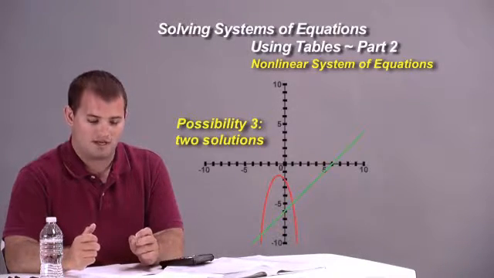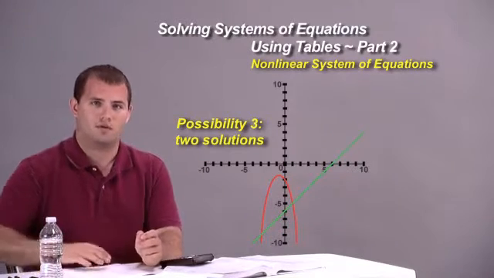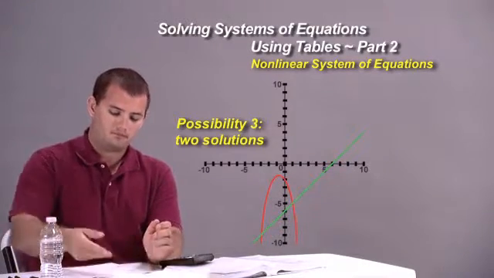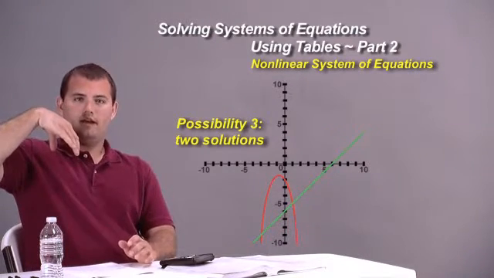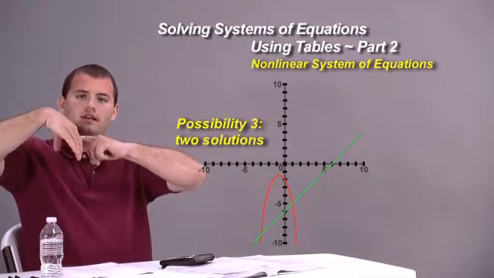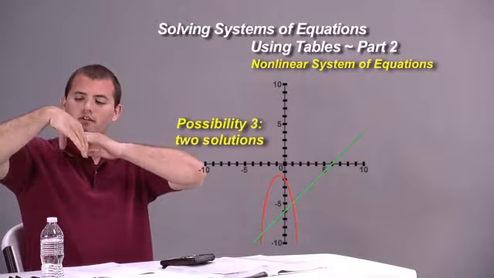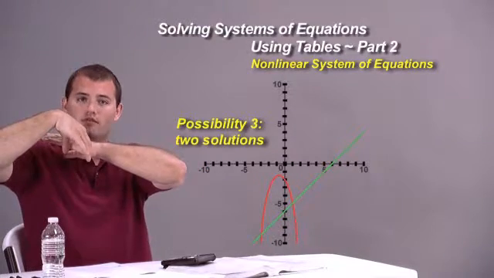The third option is there are 2 solutions. This is when the line intersects the quadratic at 2 points, and here's an example of that. Looking at it, we see that our quadratic opens down, and that our line runs across and hits one side of the U, and then continues its path and hits the other side of the U.